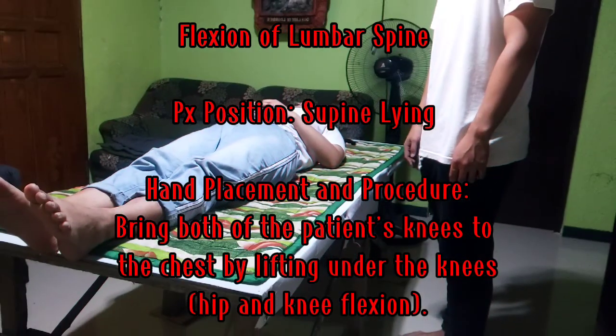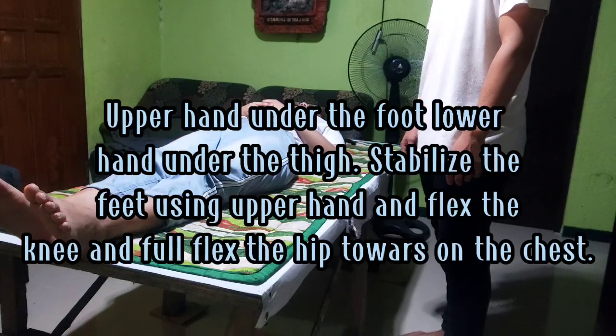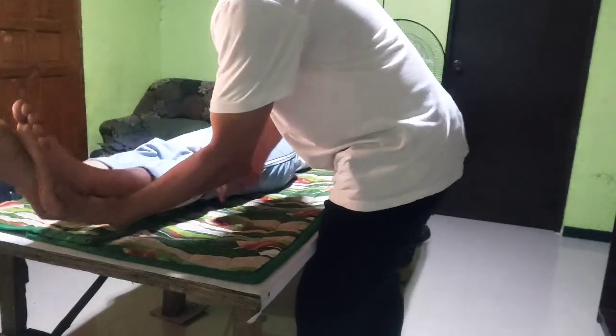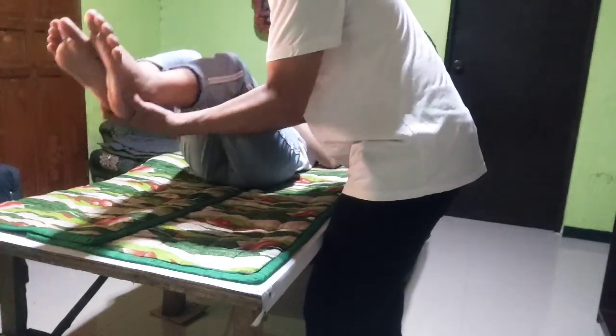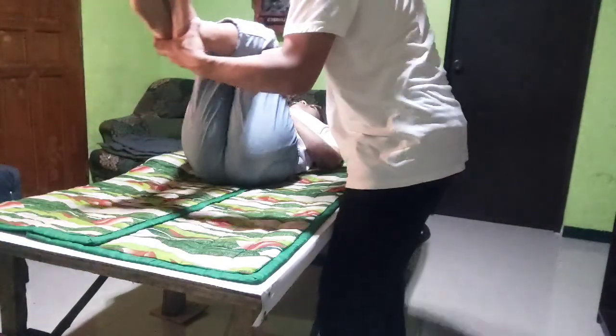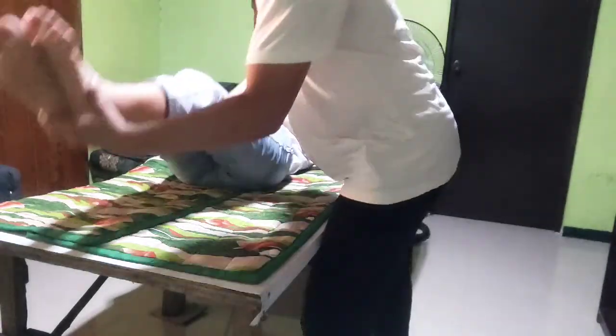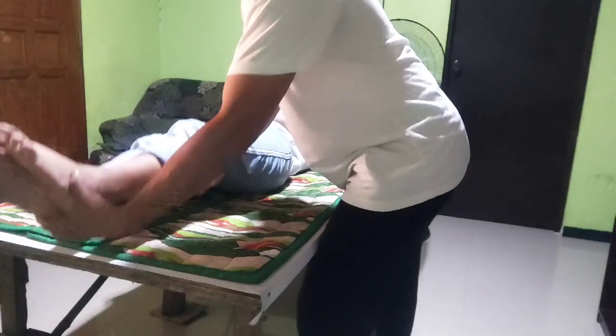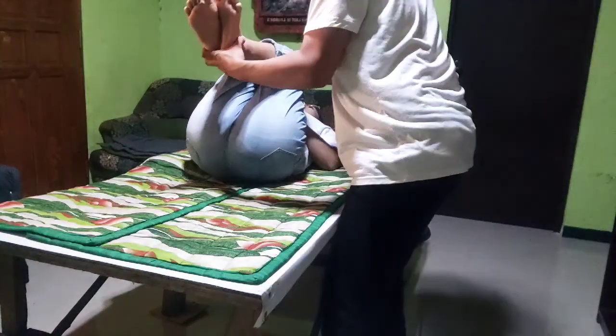Patient position supine, hand placement and procedure. Bring both of the patient's knees to the chest by lifting under the knee. Upper hand is put under the foot, lower hand under the thigh. Stabilize the feet using the upper hand and flex the knee and fully flex the hip toward the chest.